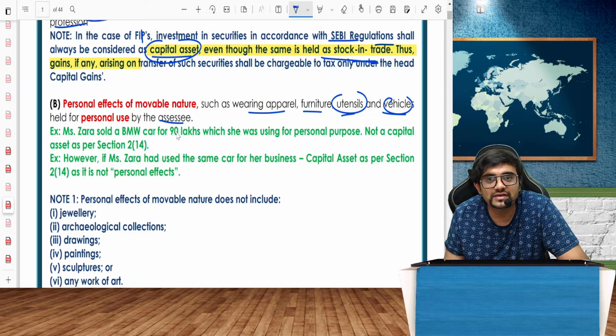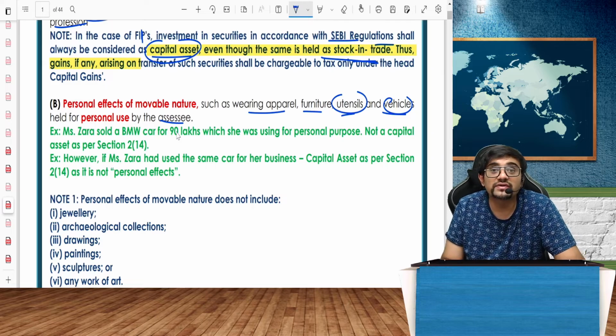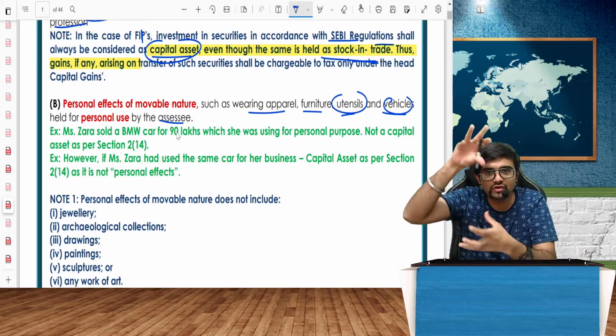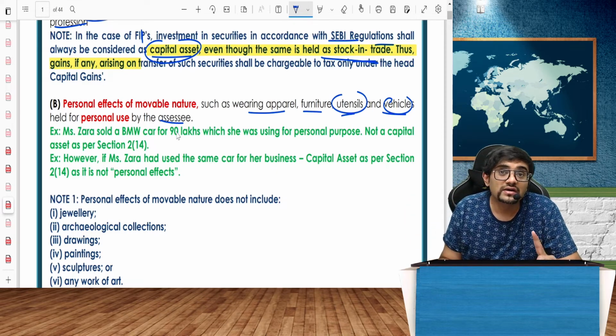But my mother, on Sunday I'm sleeping around till 11 o'clock. My mother will come and throw a utensil, a full gold studded utensil, guys, full gold everywhere. That is worth some 50 lakhs. What do you think? Is that a capital asset or not?